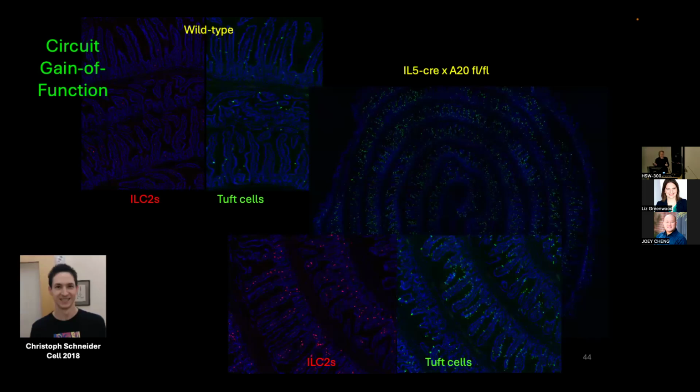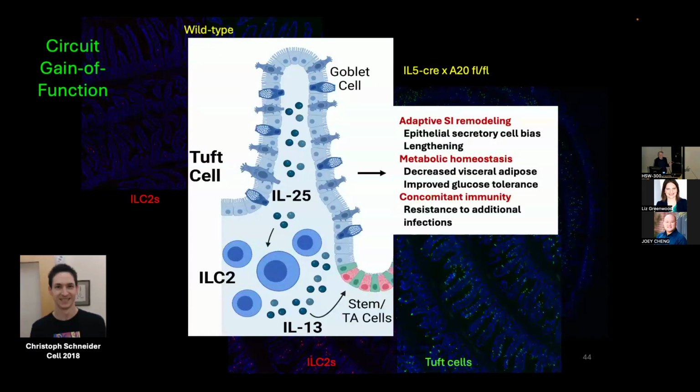We could develop mice that were stuck in that state. And the important thing about this experiment was these mice were fine. They had no allergic pathology. They had a lot of remodeling with long guts and epithelial secretory cell bias. They had decreased visceral adipose, improved glucose tolerance, and they had concomitant immunity. They explained how other pathogens like other worms couldn't get in. The physical place where they have to undergo molting has been altered, and that interrupts the development.